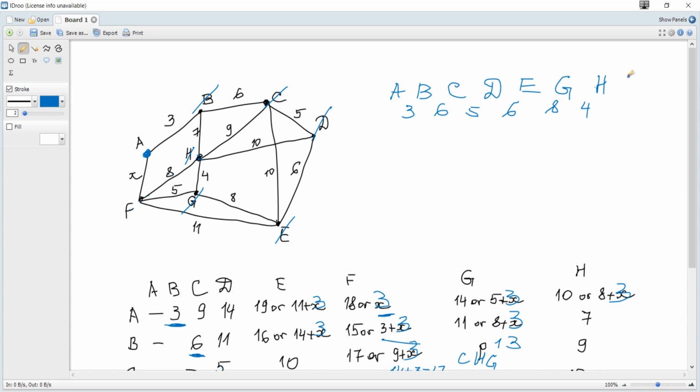So F, 8, and again to A it's X, and X is 3, so the weight is 9, 14, 20, 28, 32, 40, and 43.